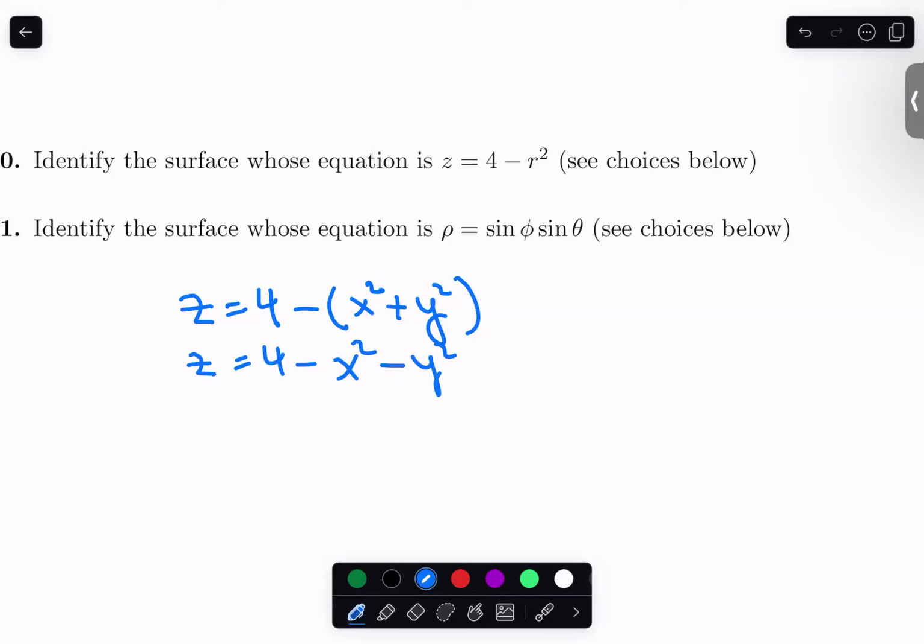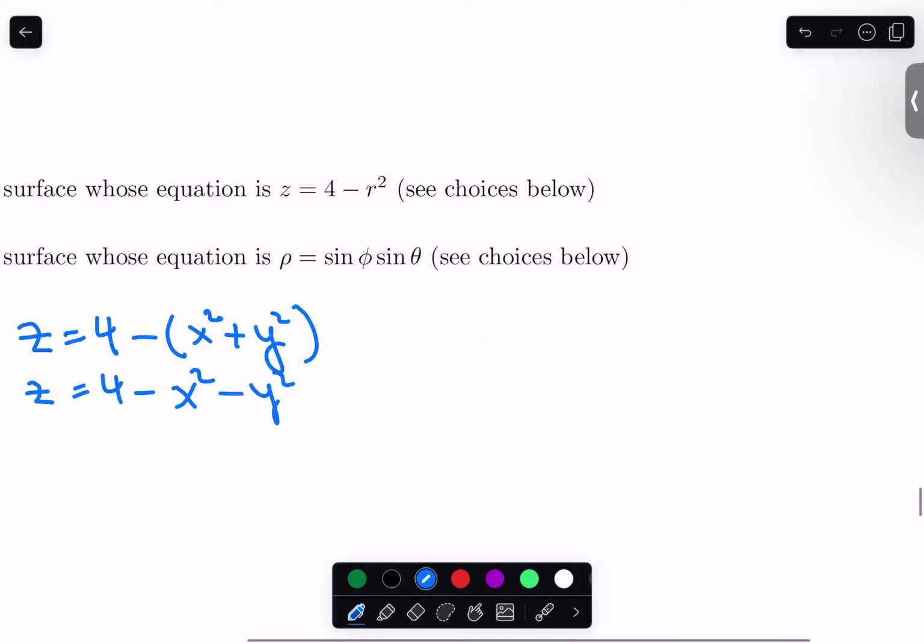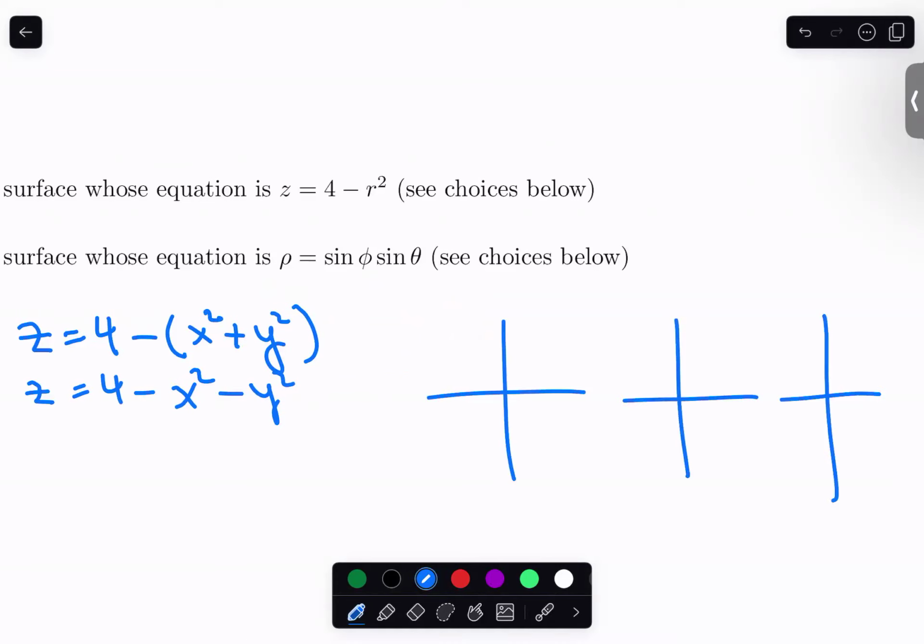So then just like I did in 12.6, I could go ahead and plot a few traces, a few cross sections, when x is equal to 0, when y is equal to 0, and when z is equal to 0. And when x is equal to 0, I'd have 4 minus y squared. That's going to be a parabola. When y is equal to 0, I'm going to have 4 minus x squared. That's also going to be a parabola. That 4 shifts it up.